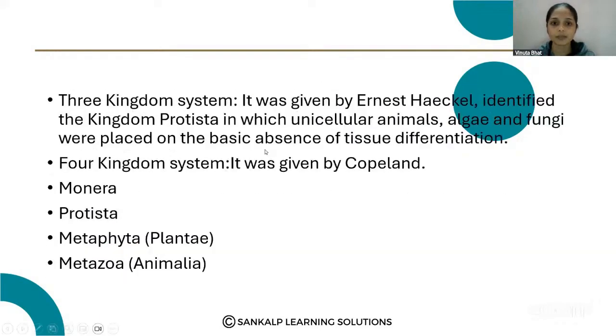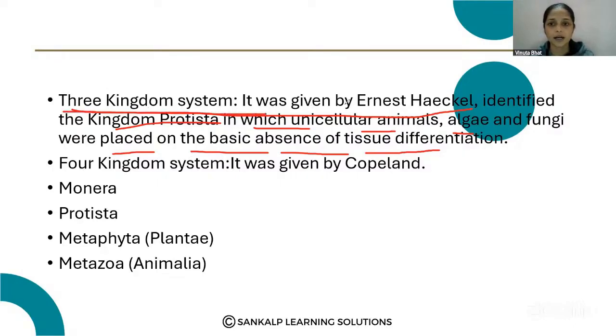Then the three kingdom classification system was given by Ernest Haeckel, who identified the kingdom Protista for the unicellular animals. Algae and fungi were placed on the basis of absence of tissue differentiation. The three kingdom classification given by Ernest Haeckel, and the four kingdom classification given by Copeland. This three kingdom classification was also not accepted.